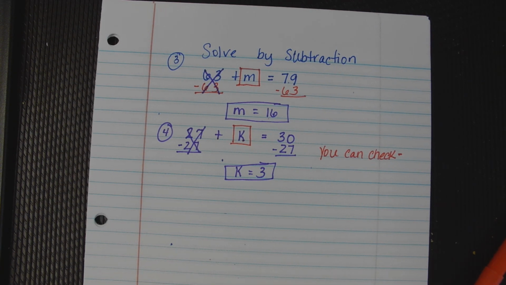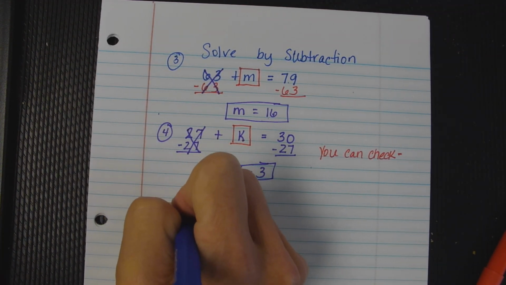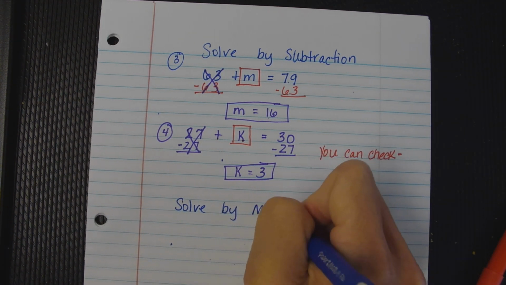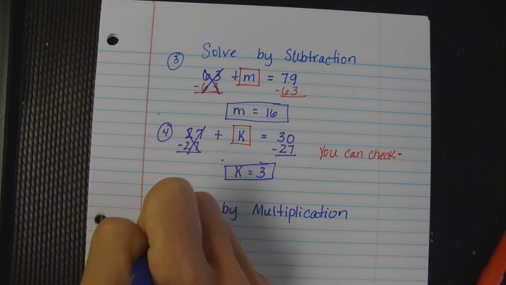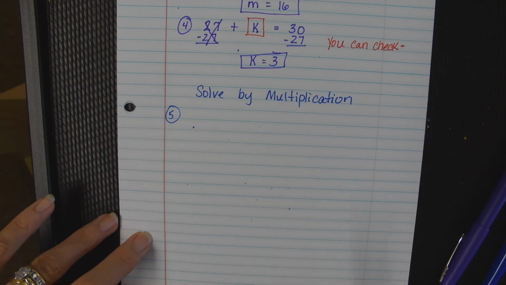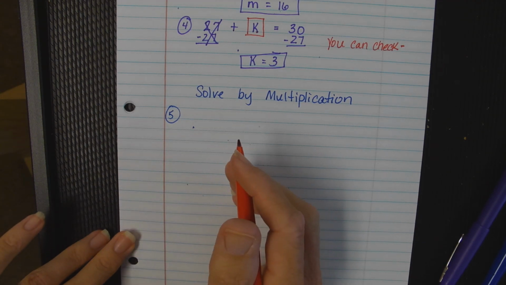All right, solve by adding, we've done. Solve by subtraction, we've done. Now let's solve by multiplication. This is where fractions are actually fun. And yes, I mean that. What operation is the opposite of division? Multiplication. What's the opposite of multiplication? Division. Okay.